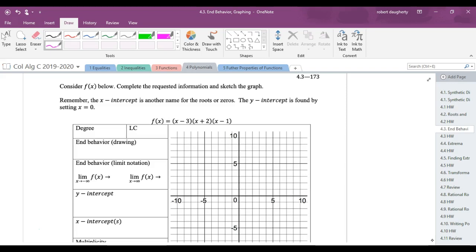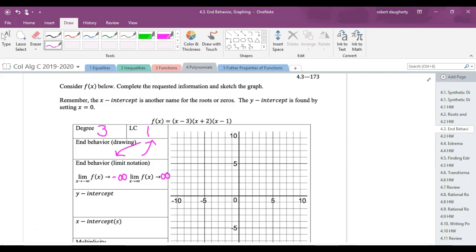What is the degree of this guy? 3. What is the leading coefficient? 1. So immediately, I know what the end behavior is. It's going to look like what? It's going to look like x cubed. So I know that it's going to go up in this direction and it's going to go down in this direction. Okay. There's going to be stuff happening in between that I haven't determined yet, but I know it goes up to the right and down to the left. Okay. So what is the answer to this? As my x values go to negative infinity, where are my y values going? Negative infinity. What's the answer to the next one? Positive infinity. Okay. So the arrows are just a graphical visualization of what is happening there.